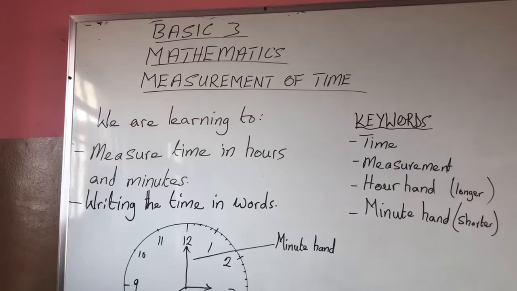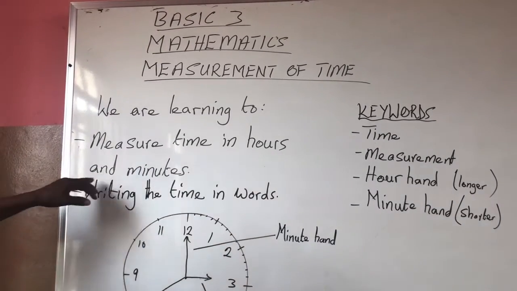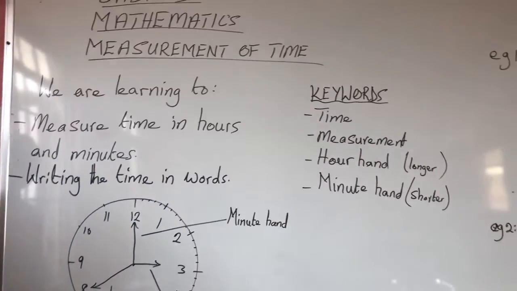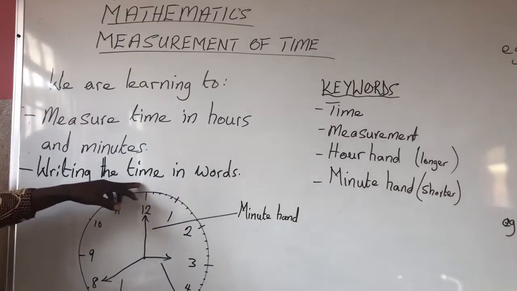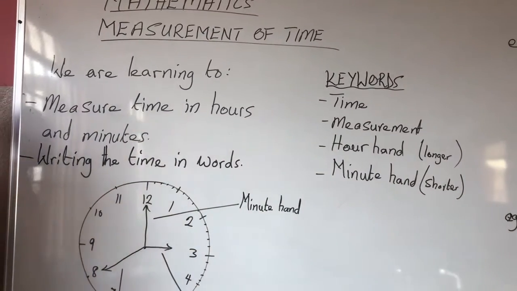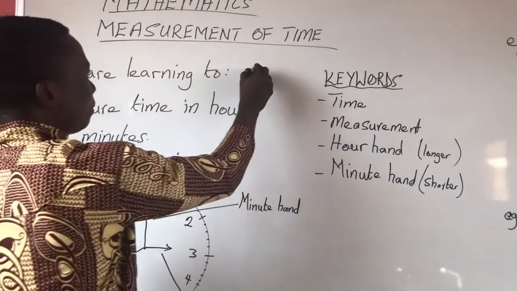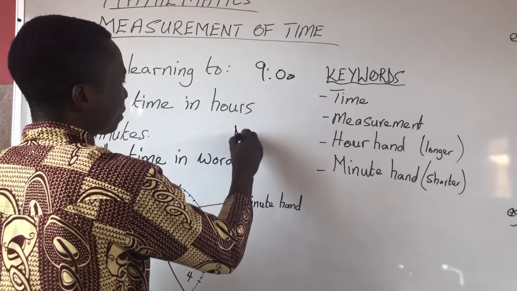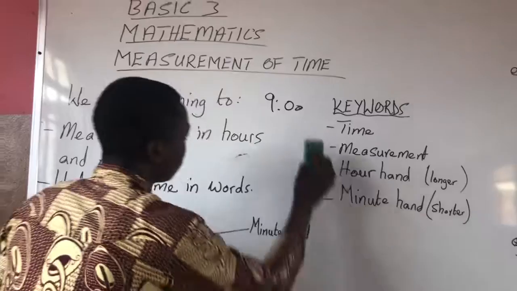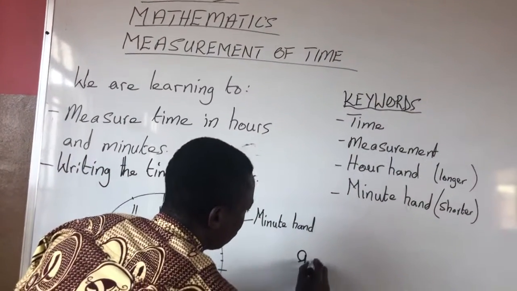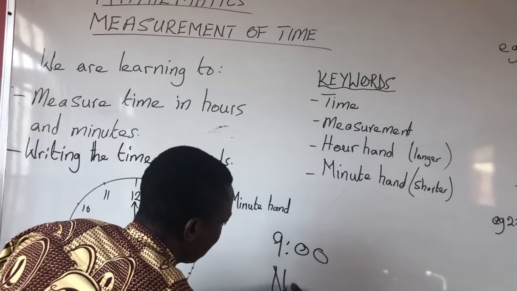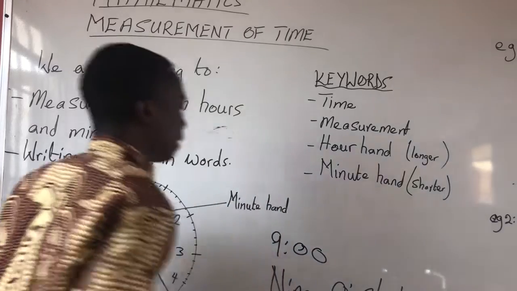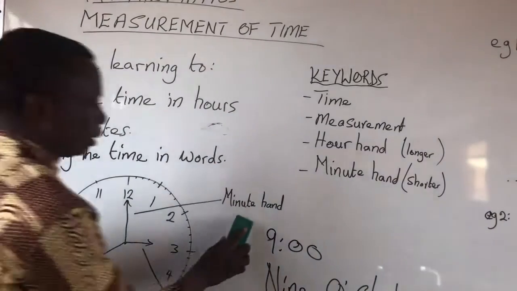We are learning to measure time in what? Hours and minutes. We are learning to measure time in hours and minutes. We are also writing the time in words. After writing what is the time, if the time is 9 o'clock like this, you have to write it in words. For instance, if it is 9 o'clock like this, you have to write it 9 o'clock. Fine. These are some of the things we will be doing in today's activity.